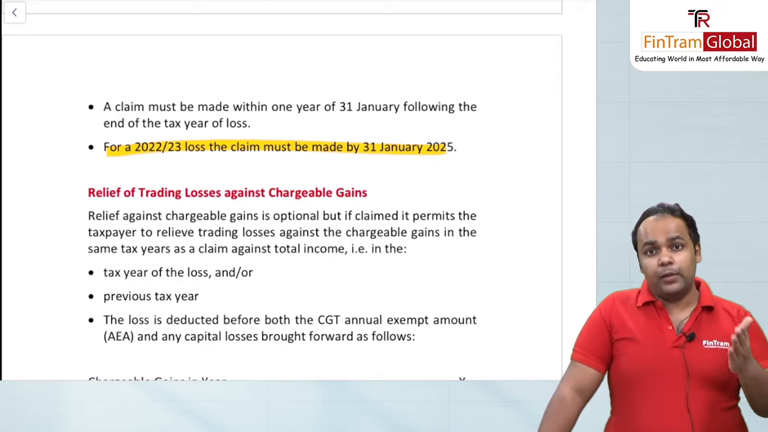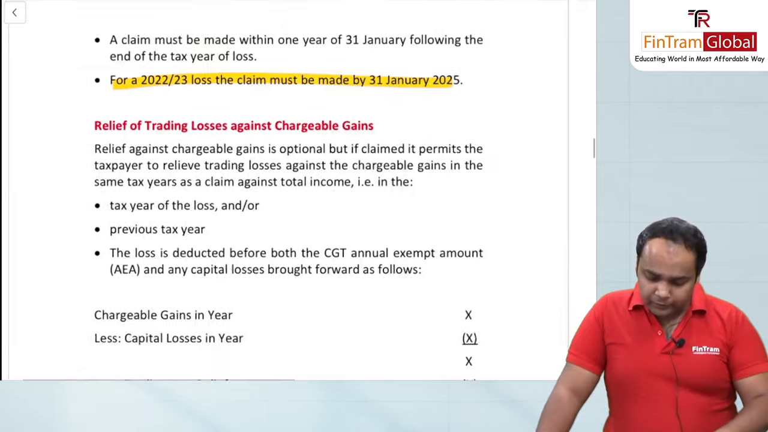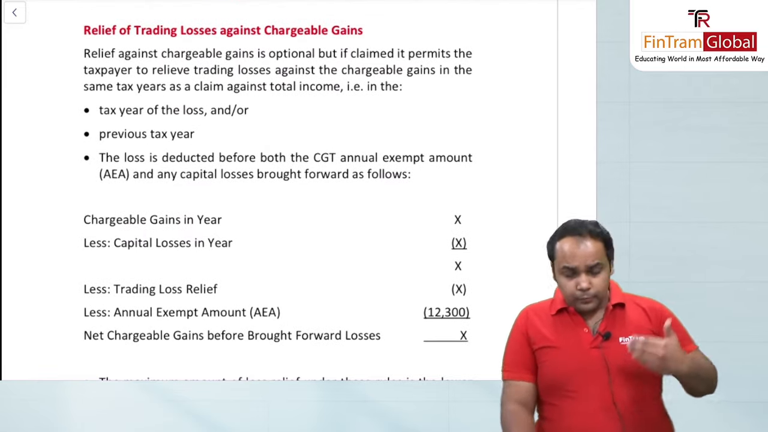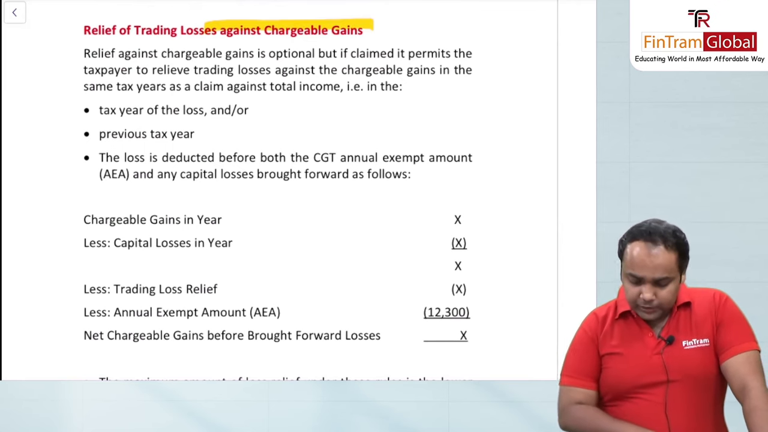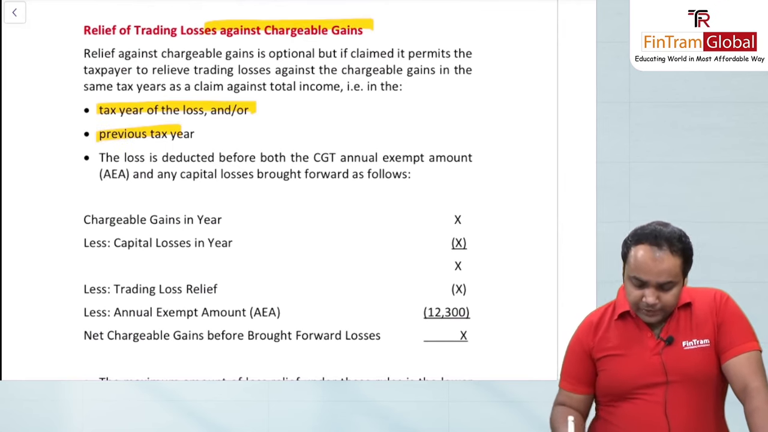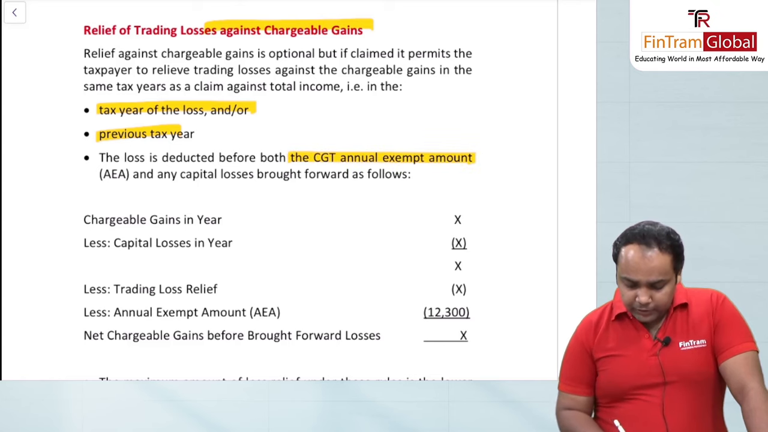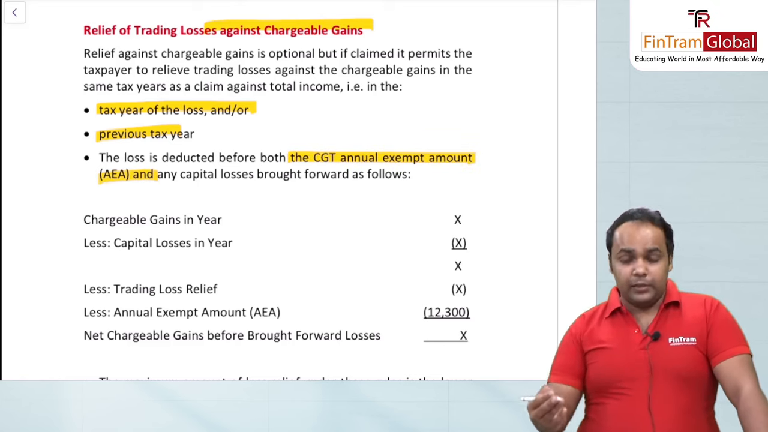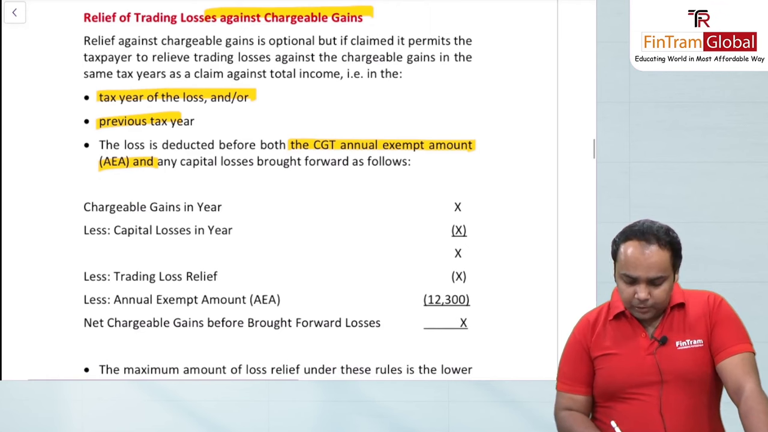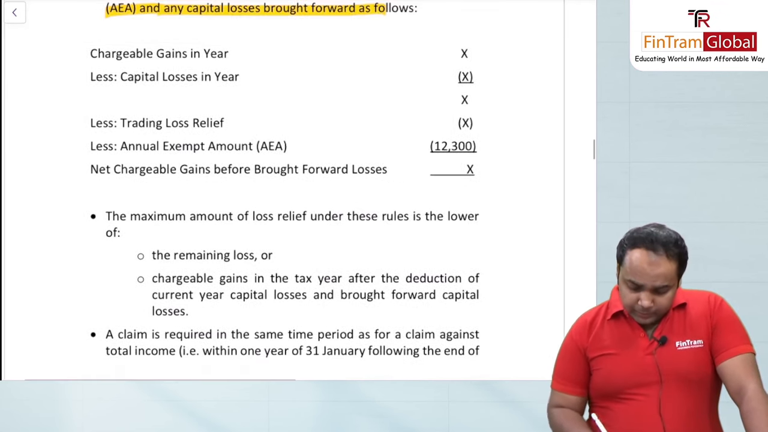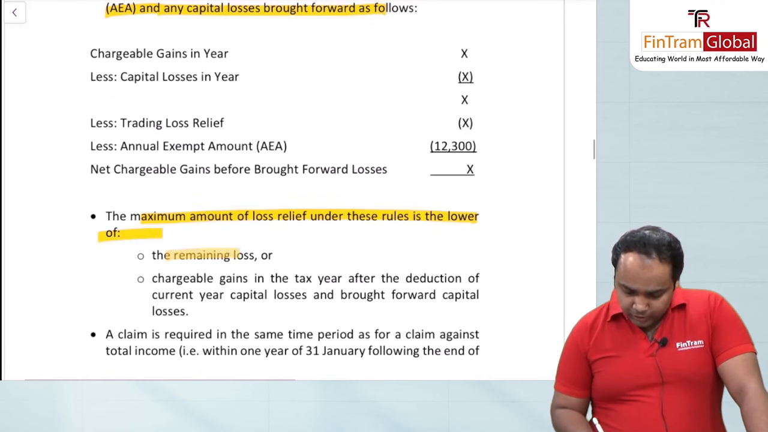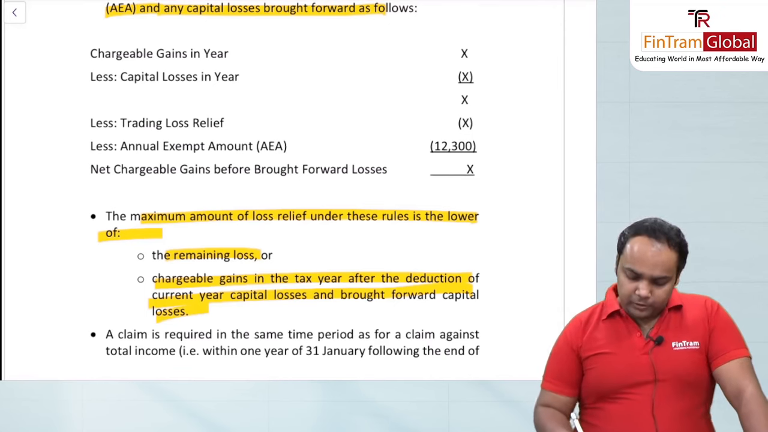So, in case of 22-23, this will be 31st January 2025. We also know that relief of trading losses can be relieved against chargeable gains in the tax year of the loss or the previous tax year, and this is deducted before the annual CGT annual exempt amount, that is the AEA, and any capital losses brought forward from previous year. In this case, the maximum loss is the lower of remaining loss or chargeable gains in the tax year after deduction of current year losses and brought forward capital losses.